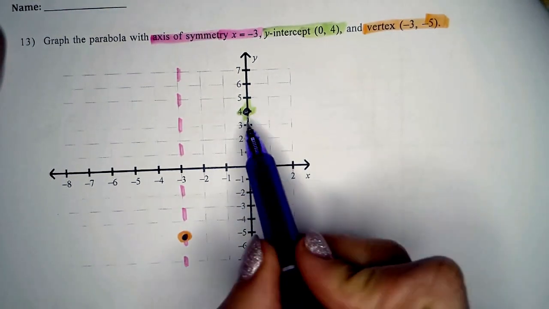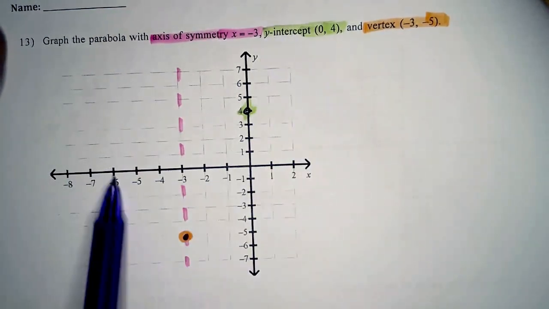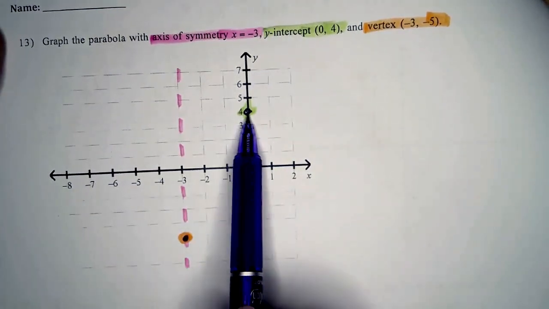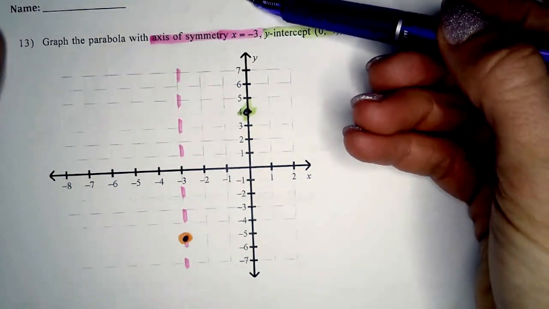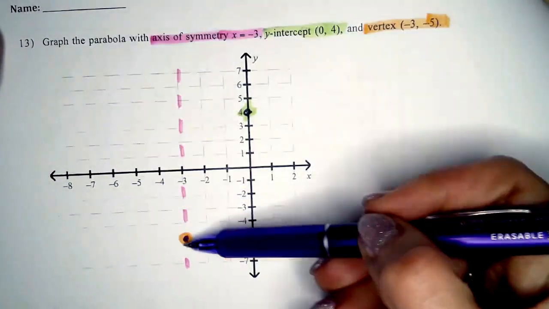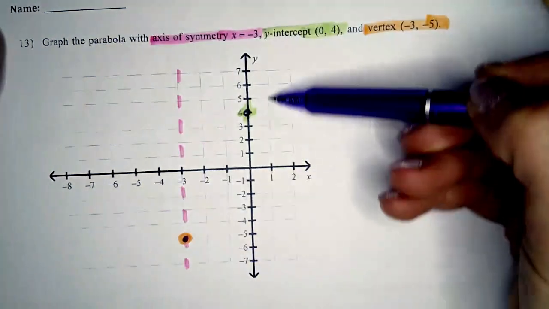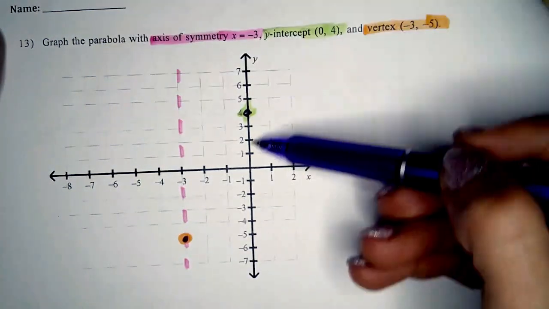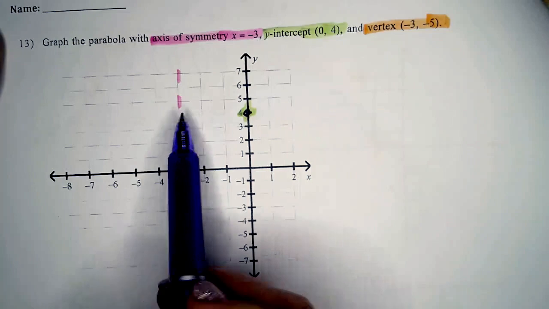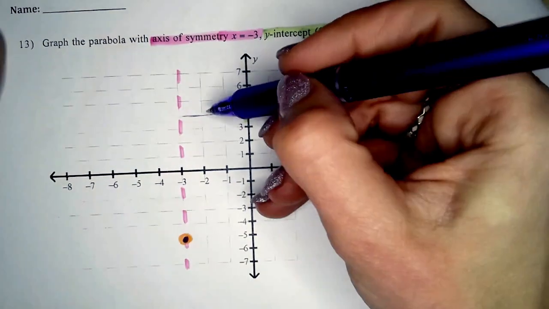Double what? My U is going to look like this. Well, if I double the y-intercept, that's 8. That's going to be like something up here. I want my U, look at it. It's going to look like this. How do I figure out where the other point goes? I'm just going to trace these lines so you can kind of see.